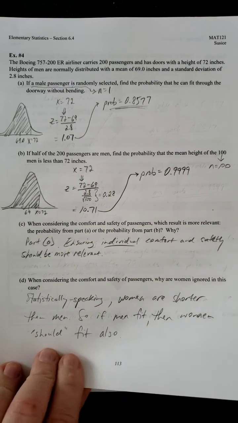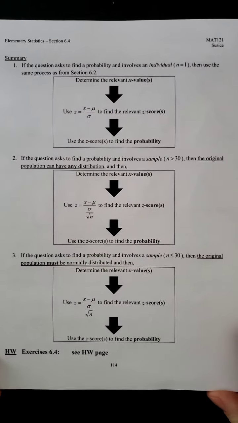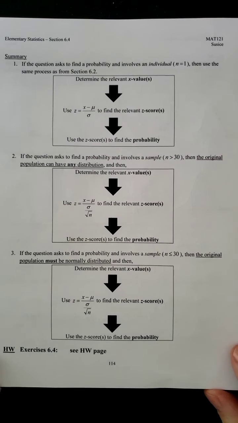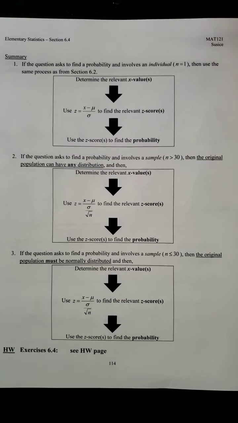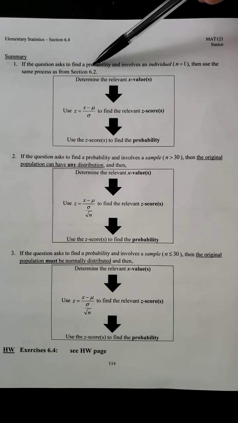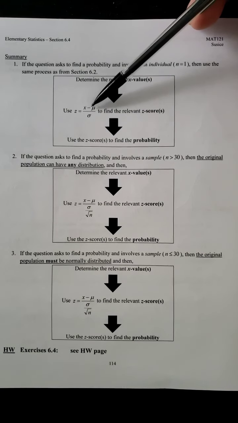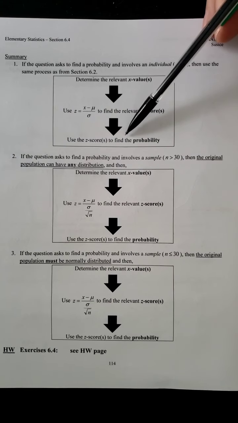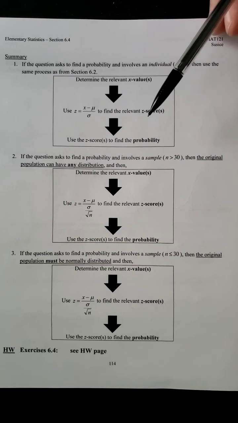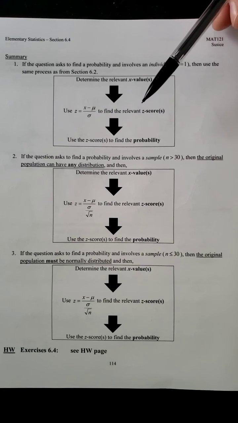All right, so that wraps up this section. Now, again, just to summarize, the last page of the notes just has this summary, which hopefully would be useful to you. So again, the problems need to be asking for probabilities or percentages. So if we have that happening and it involves an individual, so n is equal to 1, then we use the same processes as we did from 6.2. So we have our x values that we start with, we change them into z-scores, and then we find the probabilities from the table. So again, we still have to use that table every problem that's normally distributed.